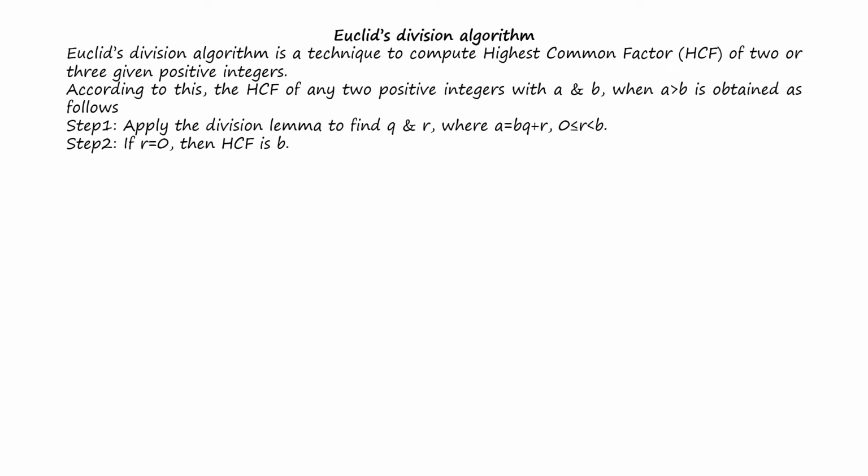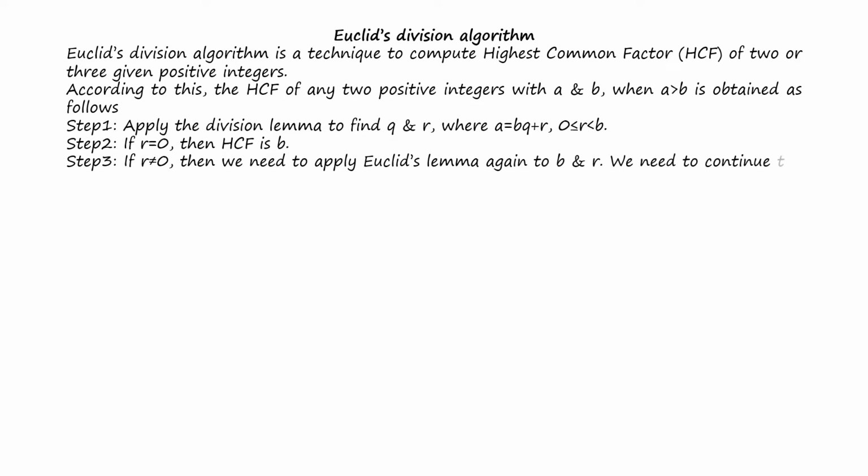Step 2. If r equals 0, then HCF is b. Step 3. If r is not equal to 0, then we need to apply Euclid's division lemma again to b and r. We need to continue the process till the remainder is 0. The last divisor is the HCF of a and b. Let's see some examples so that we can understand it easily.